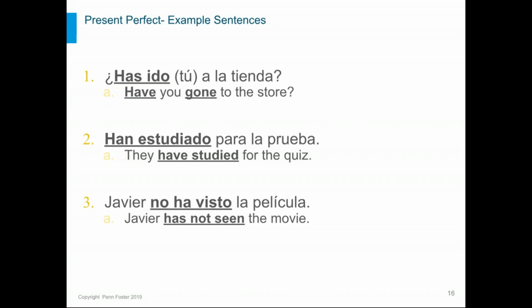So ver will never be written or pronounced as vido. It's not a Spanish word as far as a past participle is concerned. Visto is the irregular form from a couple slides back from our list of common irregular past participles. So Javier has not seen or watched the movie. No ha visto la película.